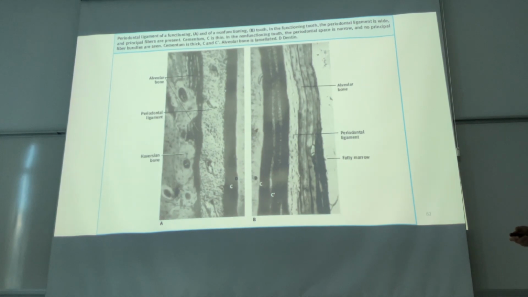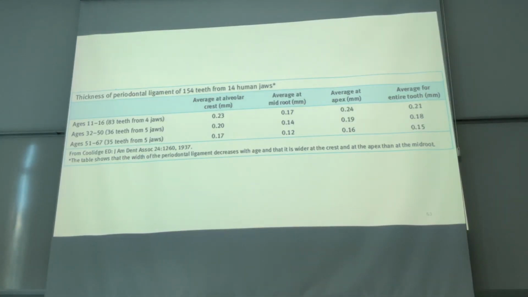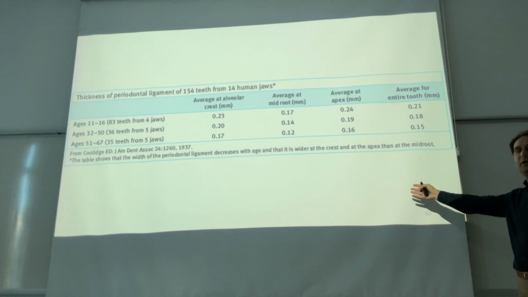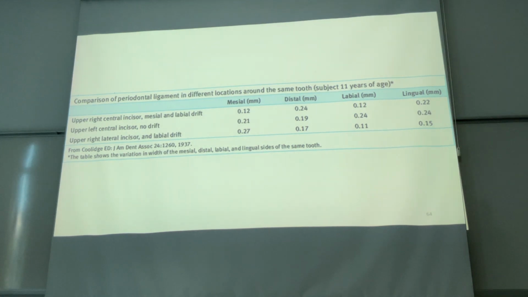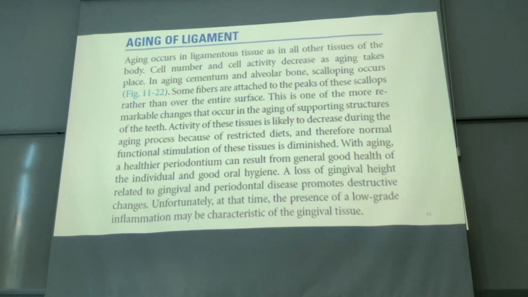Again, you can see the same things, the periodontal ligament present here. This structure is our alveolar bone, this is our cementum. The thickness of the periodontal ligament varies in different segments. You can read this part, it's important for your periodontology. Again, you can see the relation between the area and the thickness of cementum.